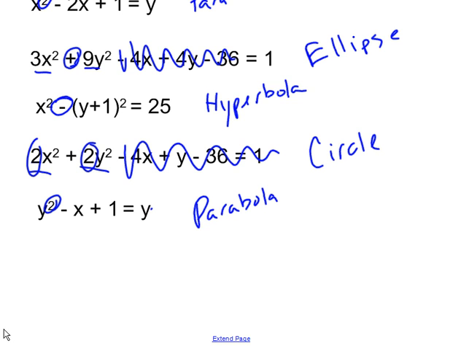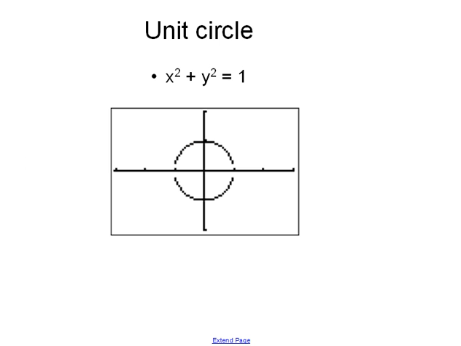Now we're going to talk about how we graph them. So we're going to start with the circle. We have our basic unit circle, x squared plus y squared equals 1. That's saying my center is at 0, 0, and my radius is 1. So everywhere, and we've talked about the unit circle before.